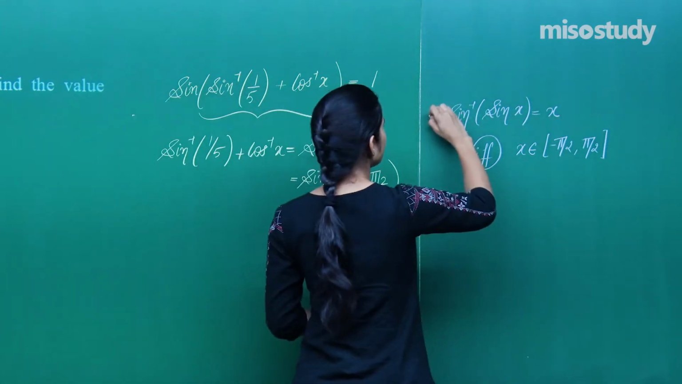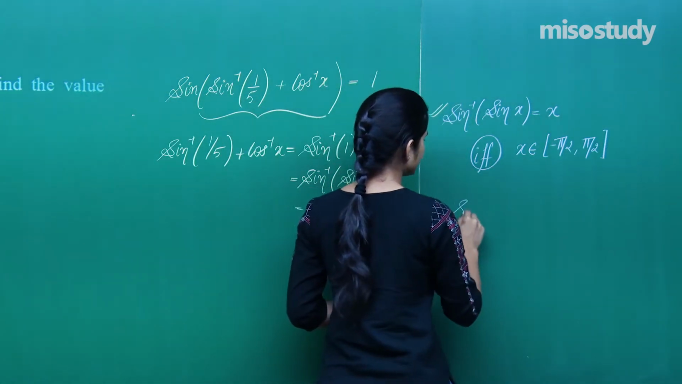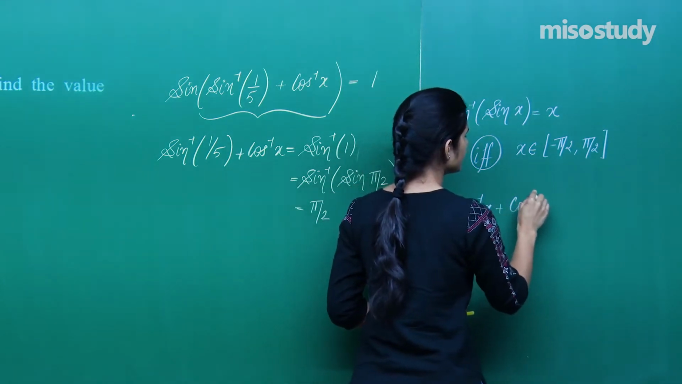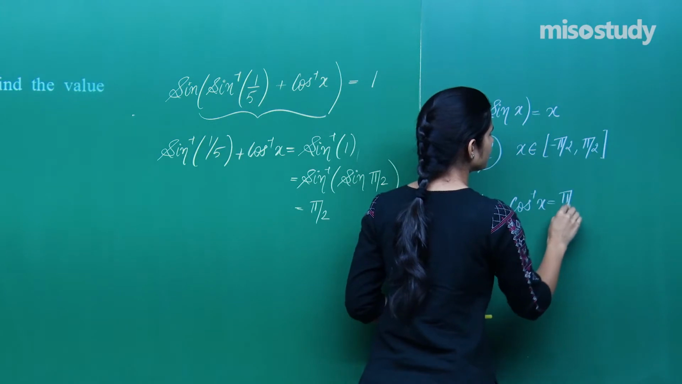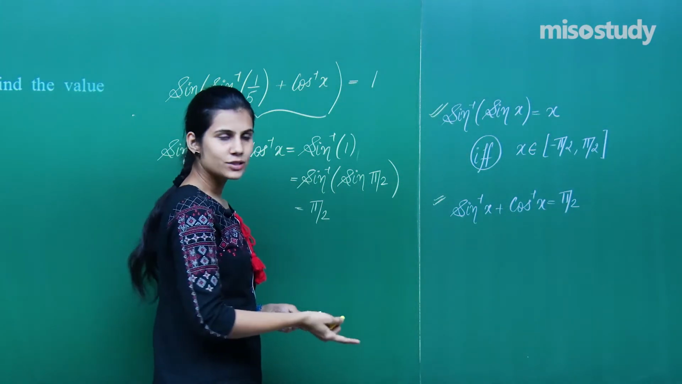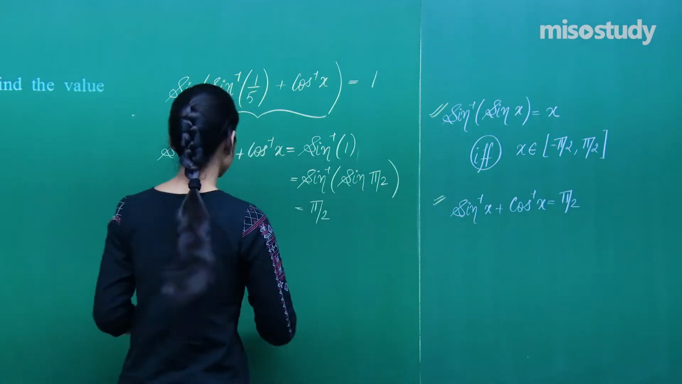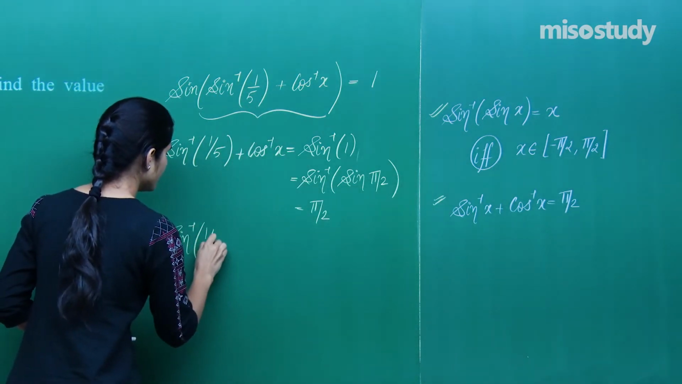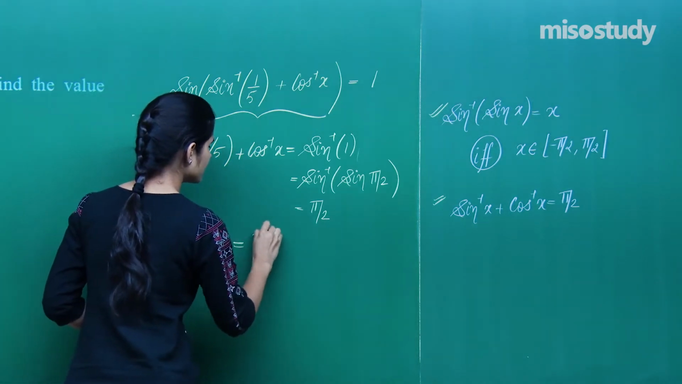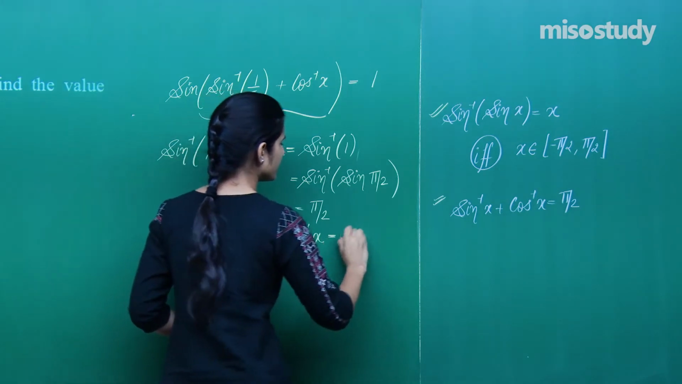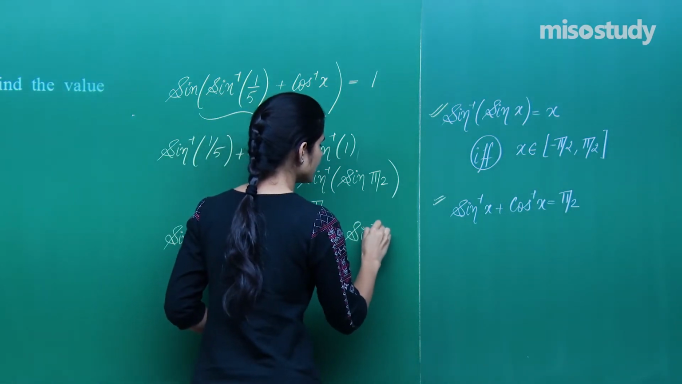Another thing that we are aware of is that sine inverse x plus cos inverse x is pi by 2, right? And therefore pi by 2 minus cos inverse x is sine inverse x. So I can say sine inverse of 1 by 5 equals pi by 2 minus cos inverse x, but pi by 2 minus cos inverse x is sine inverse x.